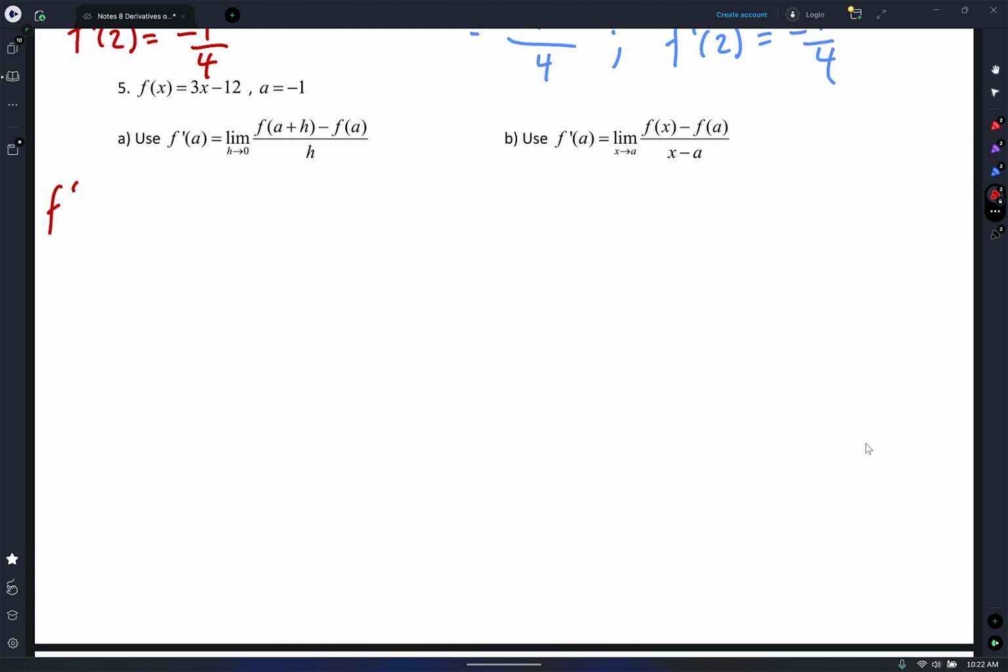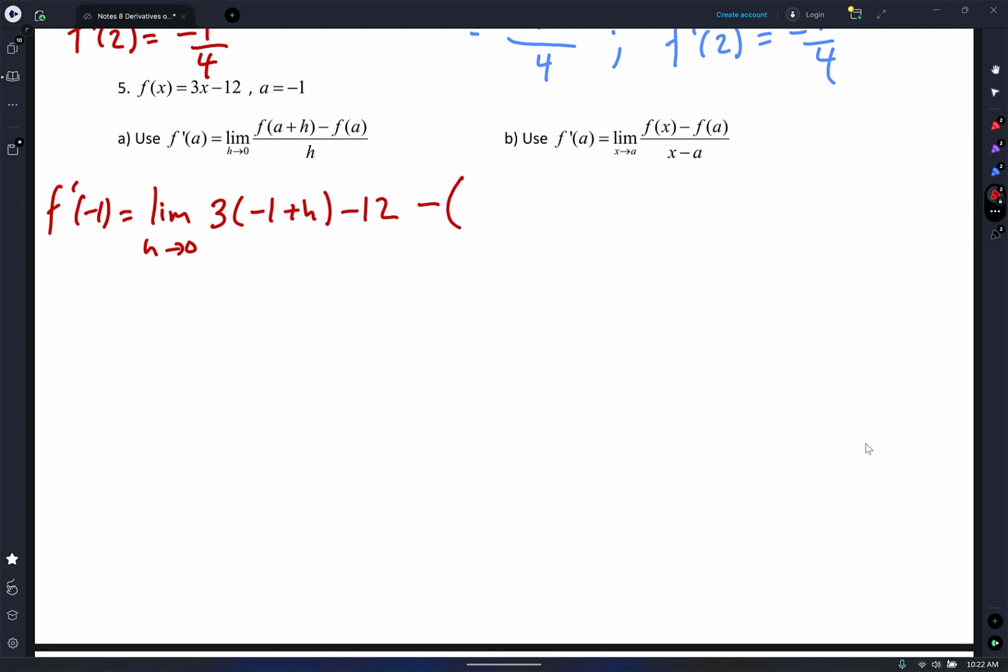F prime of negative 1 is equal to limit as h approaches 0. And this says f of negative 1 plus h. So I'm just going to plug in the negative 1 plus h wherever there's an x. 3 parenthesis negative 1 plus h, close it, minus 12. Is everyone okay with that?